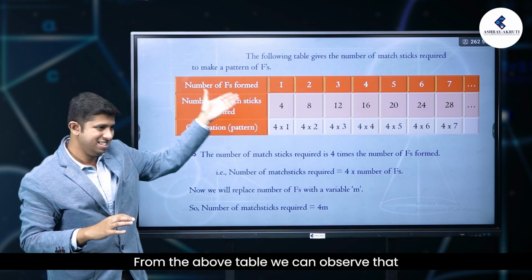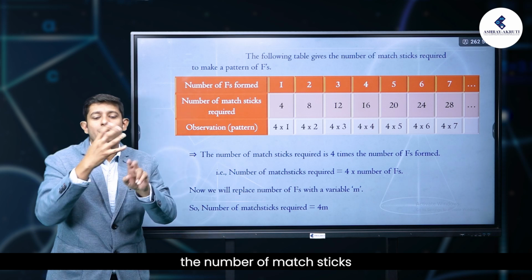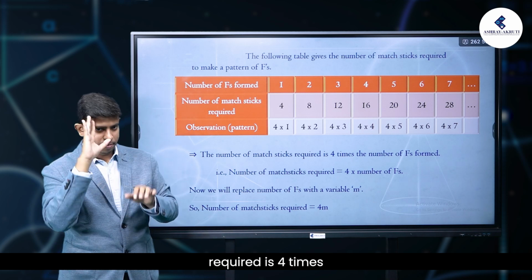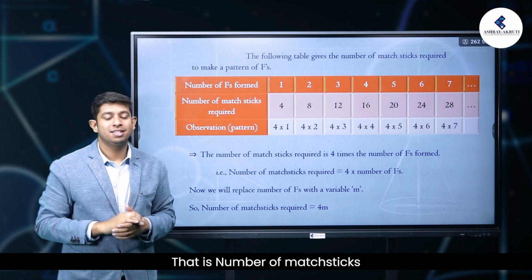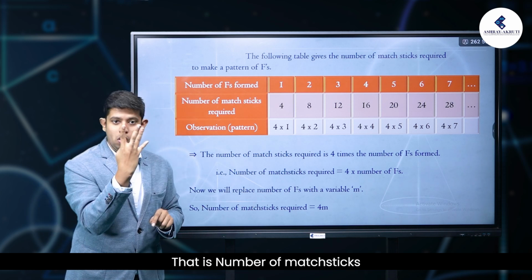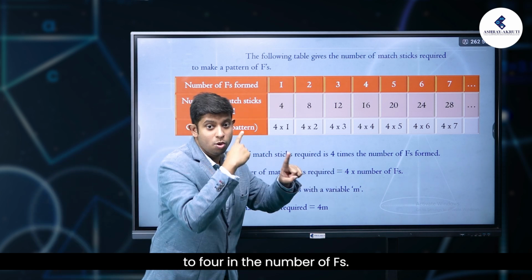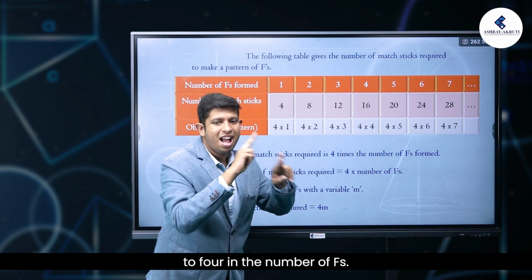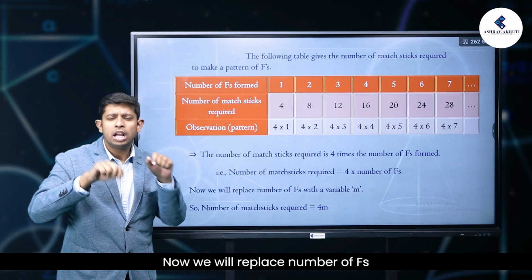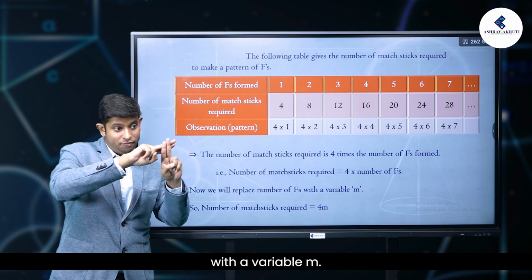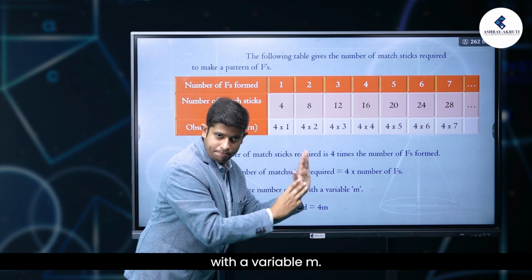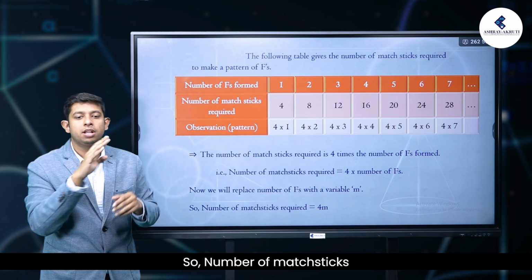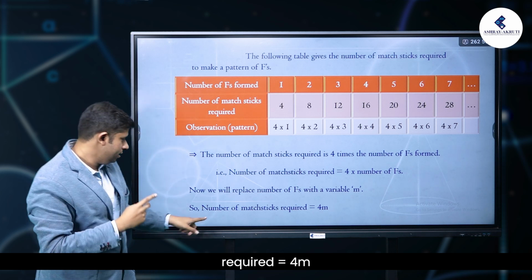From the above table, we can observe that the number of matchsticks required is 4 times the number of Fs formed. That is, number of matchsticks required is equal to 4 into number of Fs. Now we will replace number of Fs with a variable m. So number of matchsticks required is equal to 4m.